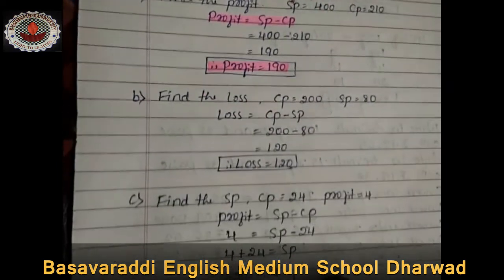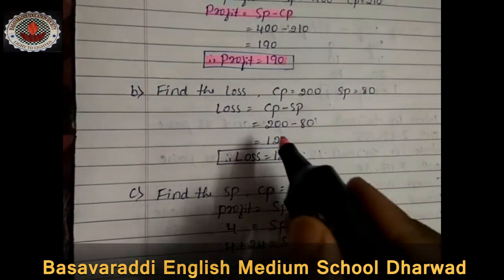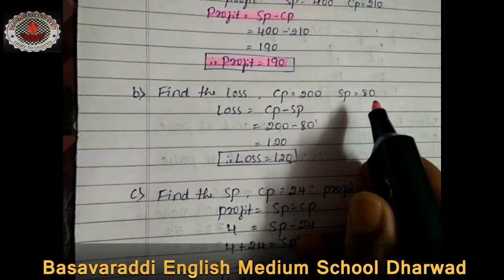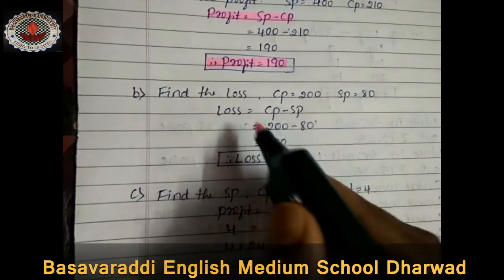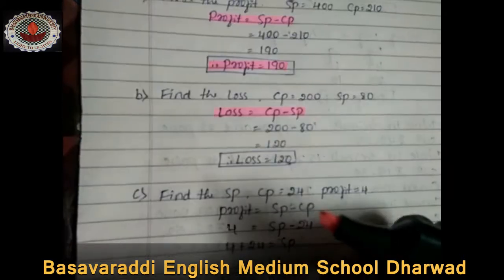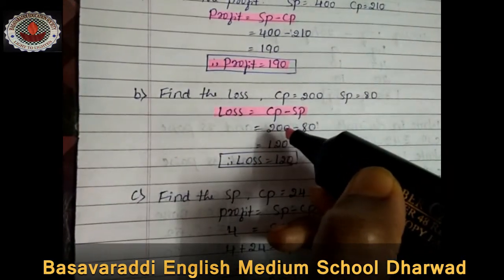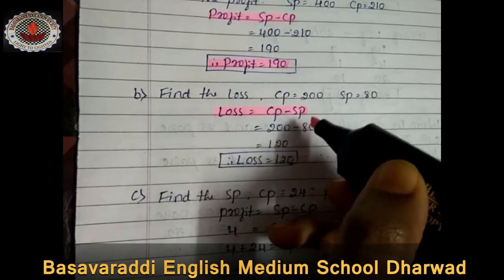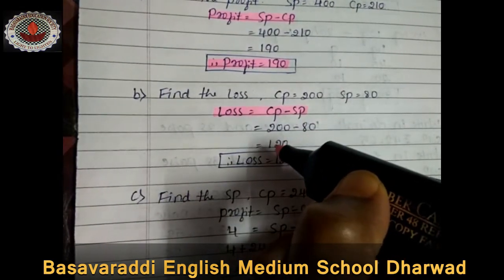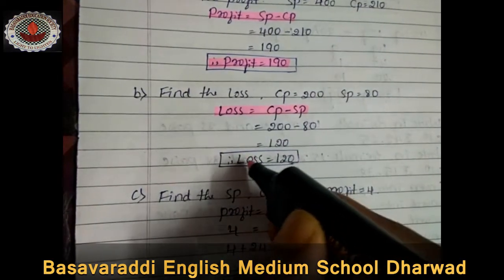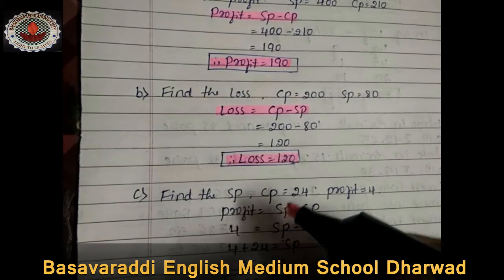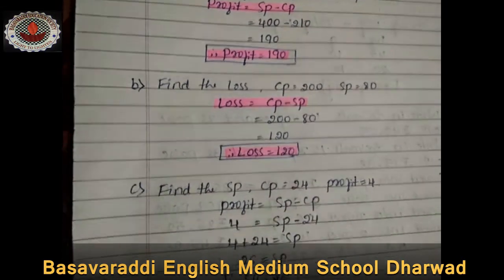Next, let us move to the B one. Find the loss. CP is equal to rupees 200, SP is equal to rupees 80. So we know the formula of the loss. Loss is equal to CP minus SP. So filling in the amounts, CP is equal to 200 and SP is 80. After subtraction we get 120. So this is the answer of the B question.